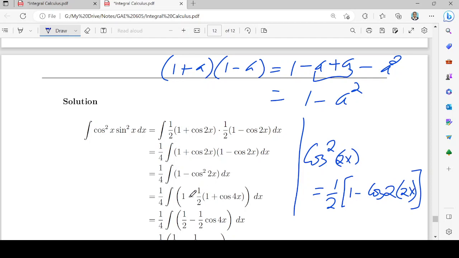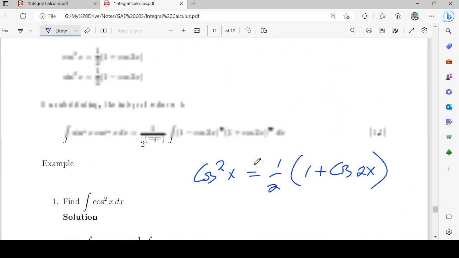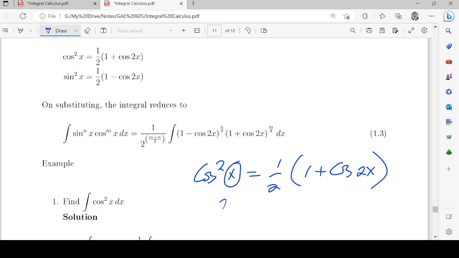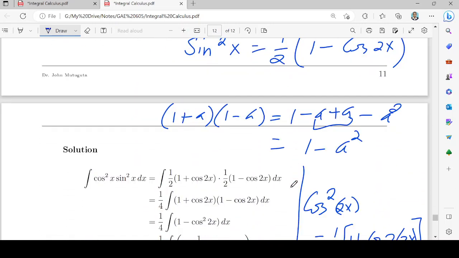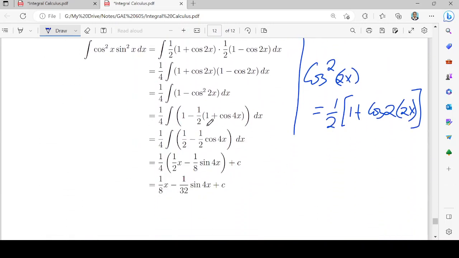So we get 1 minus a half into 1 plus cosine of 4x. This one is plus, sorry, not minus, in our identity. Notice that our identity was this. If we replace this with 2x, then we are also going to replace x here with 2x, so that it becomes 2 times 2x. Because the angle here is double this one. So if this is 2x, then this one becomes 4x. So that is what we have here.